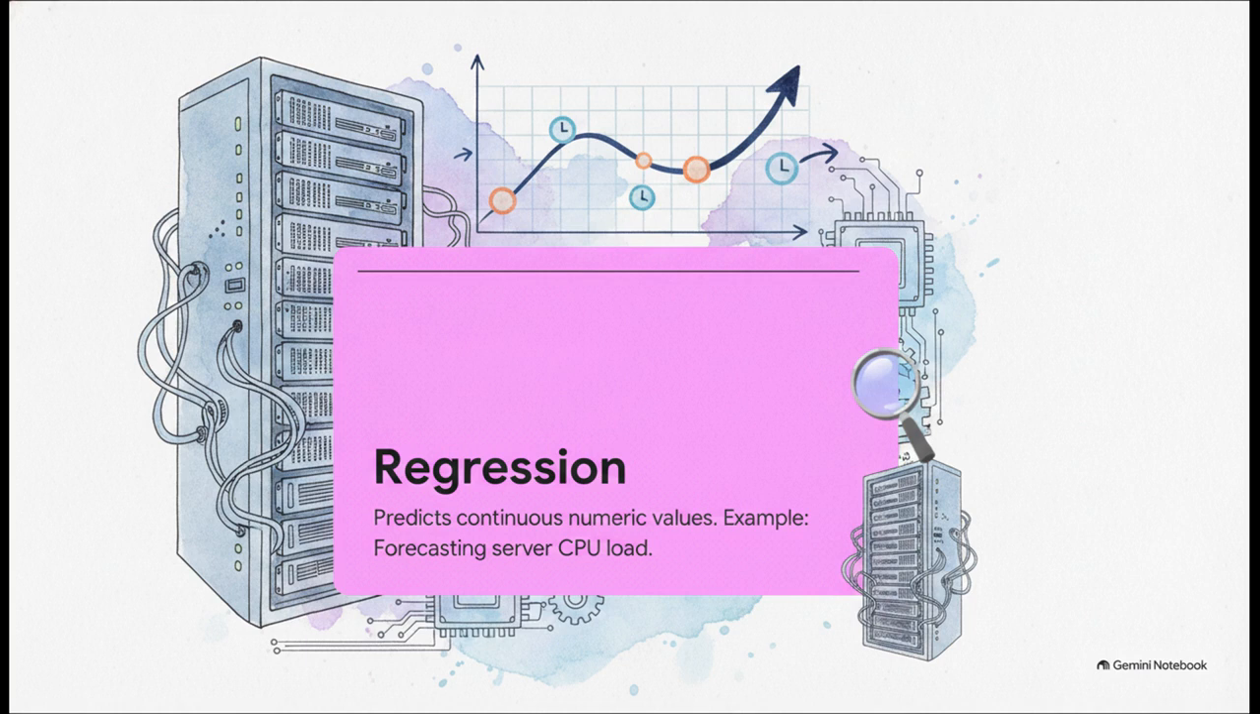First up in our toolkit is regression. In simple terms, a regression algorithm predicts continuous numeric values. To anchor this directly to a classic IT use case, think about forecasting server CPU load or memory utilization over the next 6 months. Or imagine using regression to predict the exact date a massive enterprise storage array is going to run out of capacity based on historical data growth rates. By leveraging regression, you're basically transforming your capacity planning from a reactive, stressful scramble into a highly proactive, data-driven strategy.